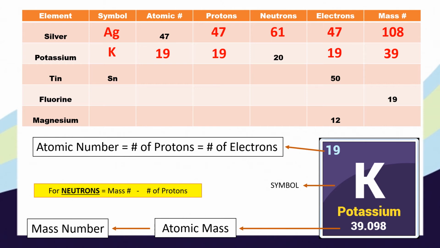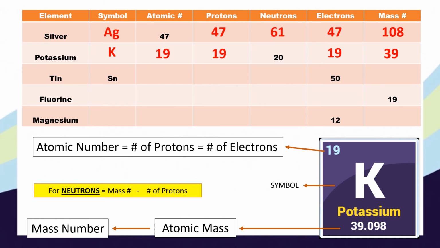In order for you to check if your mass number is correct, you can subtract the mass number from the number of protons to get the neutrons. So to check your answer, you will have 39 minus 19. Therefore, neutron is equivalent to 20. So you get the correct answer for the missing information of the element potassium.